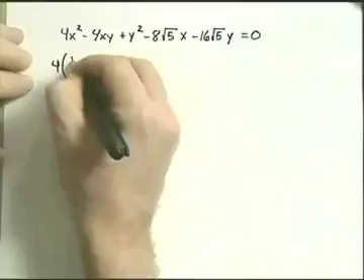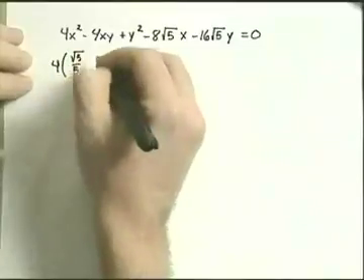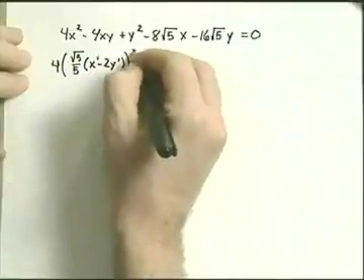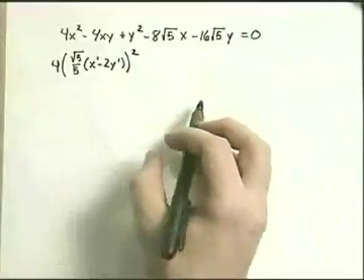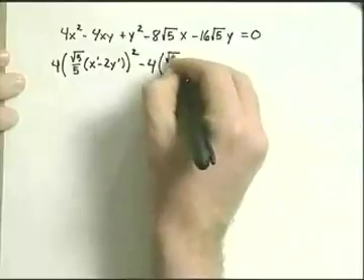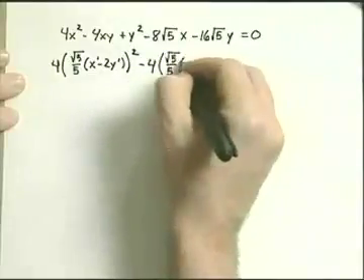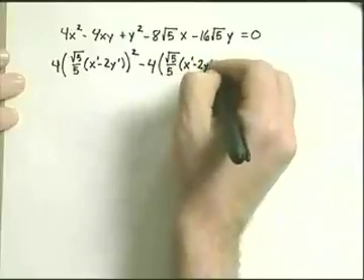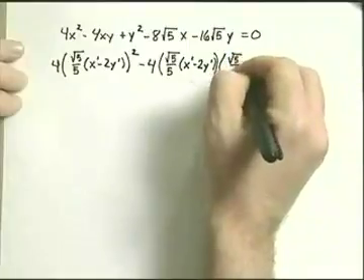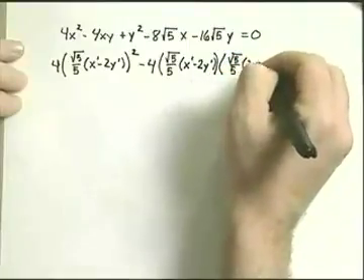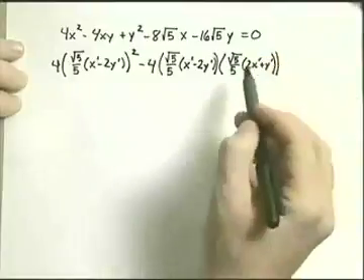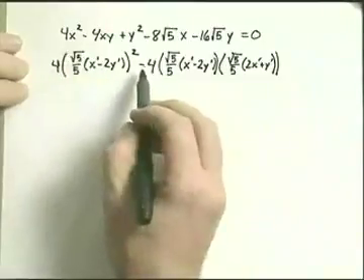I have 4 times square root of 5 over 5 times (x prime minus 2y prime) all squared. So that's like my 4x squared. Then I have minus 4x, which is square root of 5 over 5 times (x prime minus 2y prime), times y, which is square root of 5 over 5 times (2x prime plus y prime). Close paren, close paren. So that's the 4x squared minus 4xy.